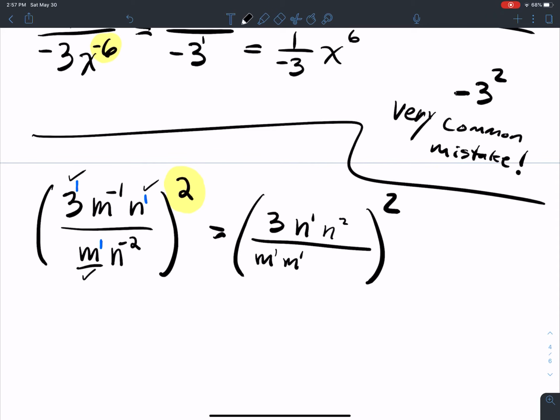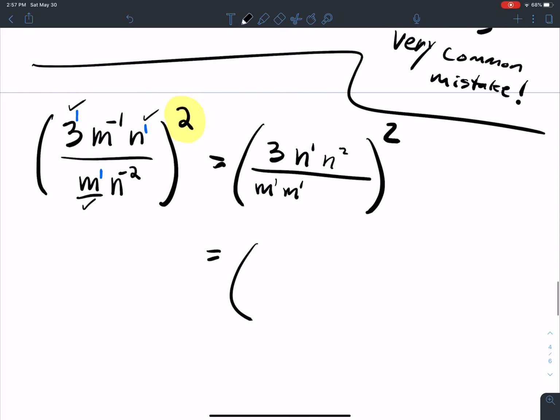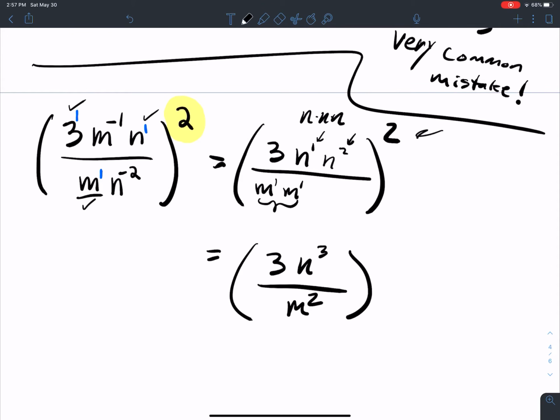So now I can simplify. And so what do I have inside? I have 3 times, now I have 1 n and 2 n's, so that's n times n times n. So that's n raised to the 3. And then in the denominator, I have 2 m's. So m times m, that's m squared. And this is all raised to what power? It's raised to that 2 power right there.